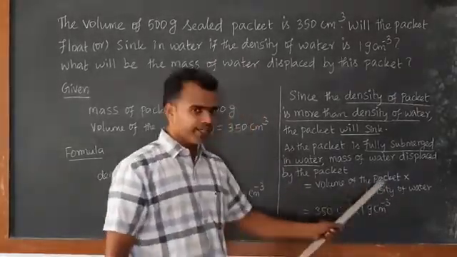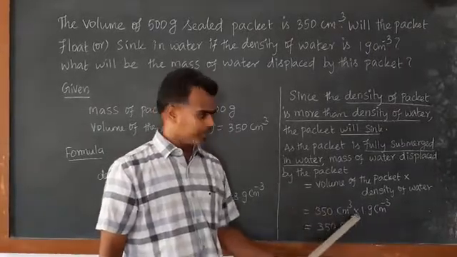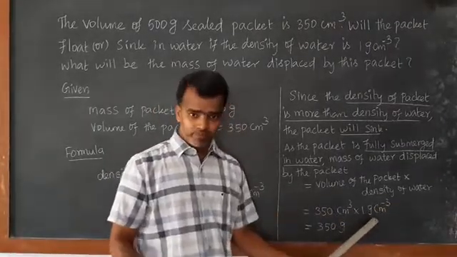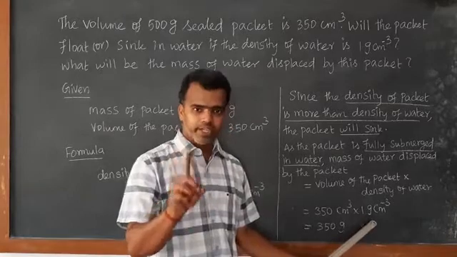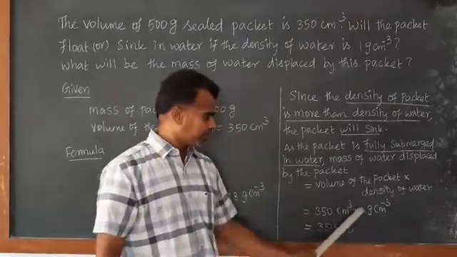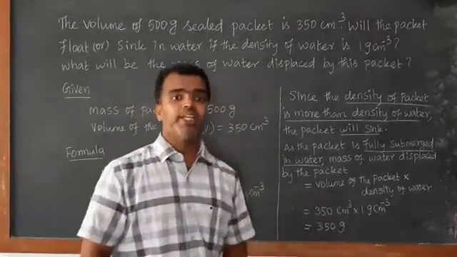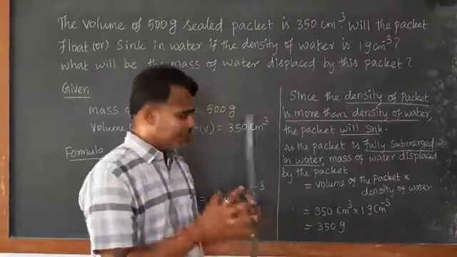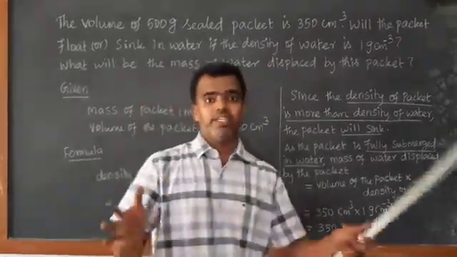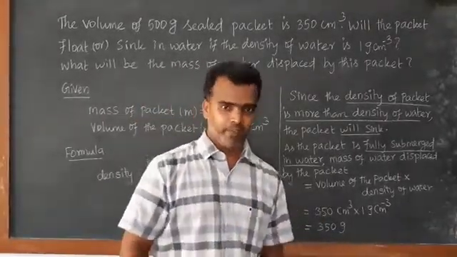The volume of the packet is given as 350 centimeter cube, and the density of water is 1 gram per centimeter cube. Multiply these two, that will give 350 gram. So this much mass of water gets displaced by this packet. I hope you understand well.